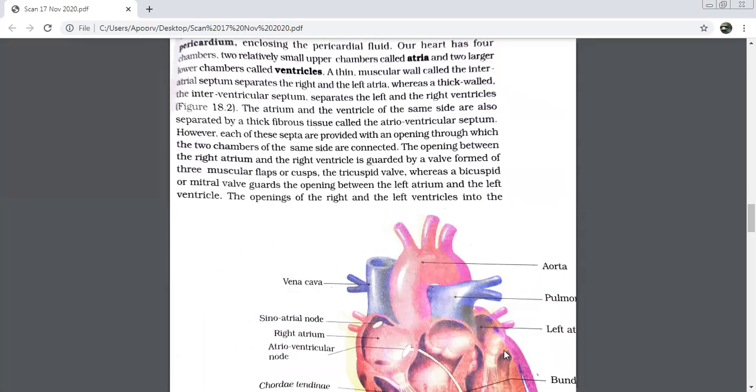Again, the heart is a mesodermally derived organ, situated in which cavity? Thoracic cavity, between the two lungs. It is protected by a double-walled membranous bag, the pericardium. The upper two chambers are called atria. The fluid which is filled in the pericardium is called pericardial fluid.